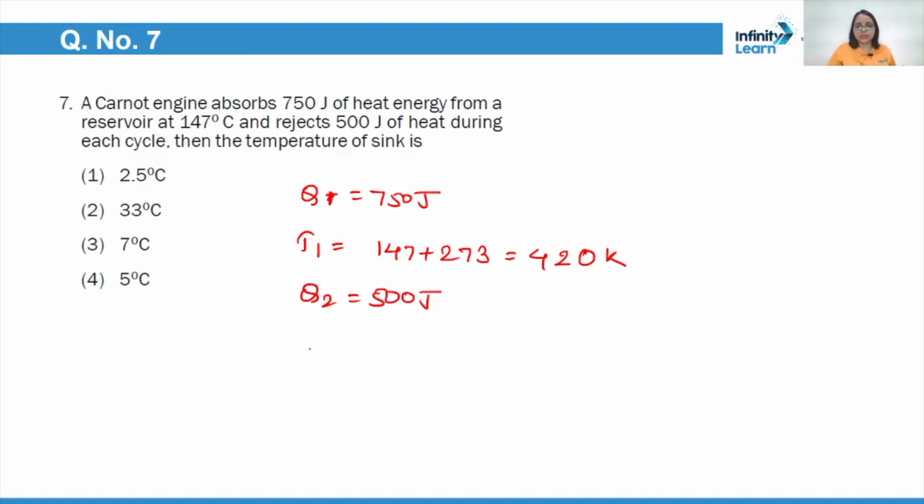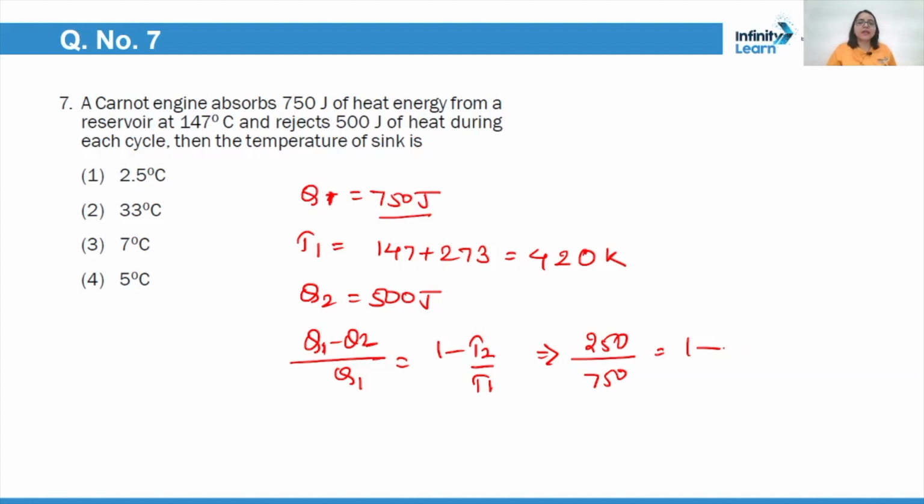So, we know that efficiency is Q1 minus Q2 divided by Q1 is equals to 1 minus T2 upon T1. So, over here, Q1 minus Q2 is 750 minus 500, 250 divided by Q1 is 750, that is equals to 1 minus T2, which is temperature of the sink divided by temperature of the source, which is 420. So after solving this one, you will get T2, which is 280 Kelvin. Right. So after converting into degrees Celsius, you will get correct answer is option 3.